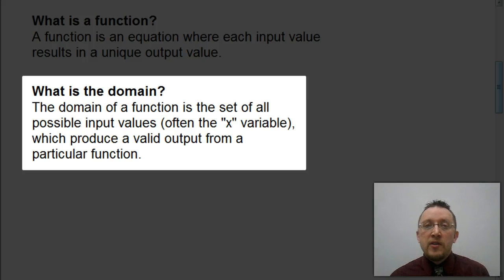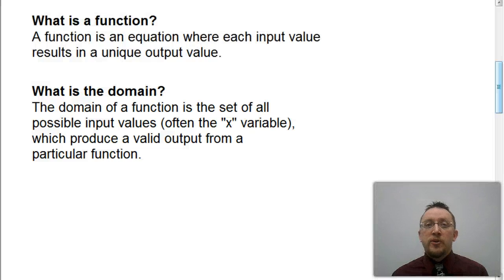So that input value, that's what we call our independent variable. And like I said, usually it's an x, but since we're dealing with story problems, we're not always going to be working with x's. And the dependent value is going to be referring to your output.